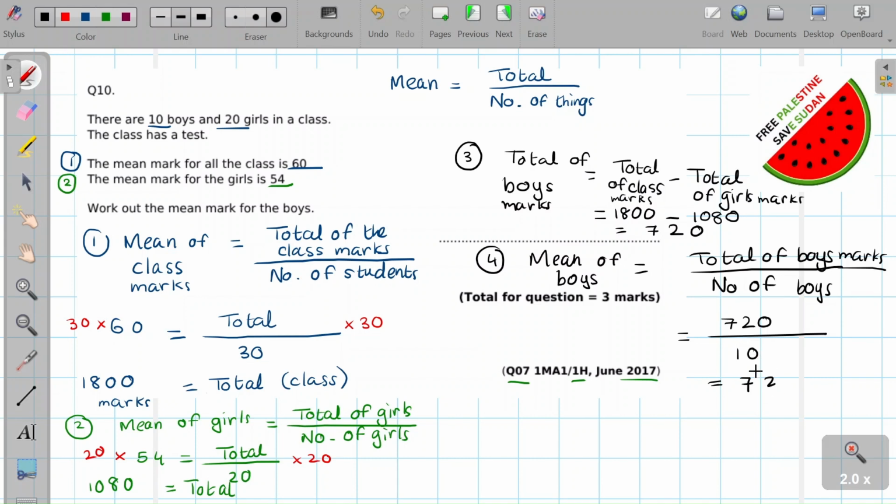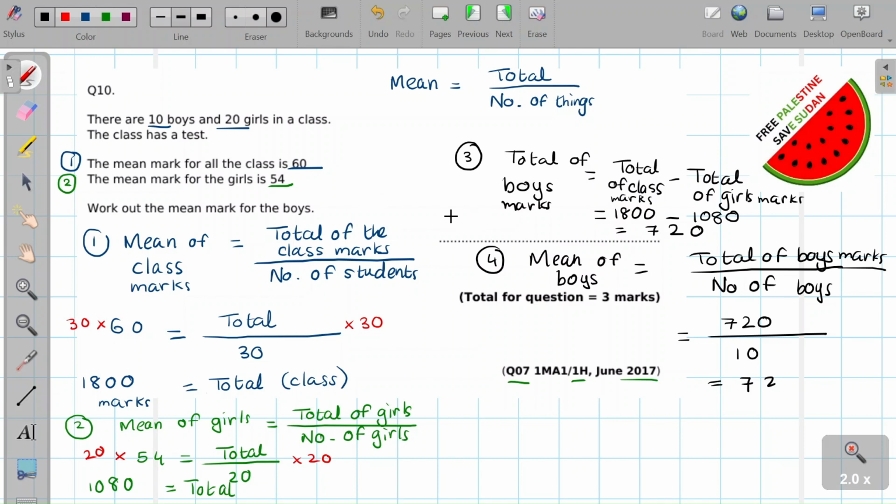So on average here, in this case, the boys got more marks in this class. Interesting. Okay. Work out the mean mark of the boys. That is there. 72 is my answer.